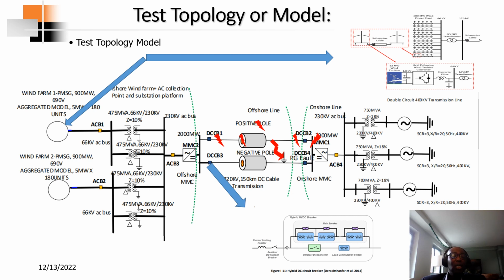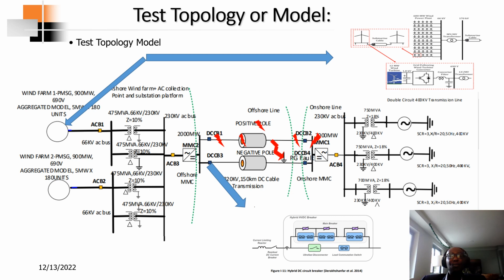Now let's talk about each aggregate of our wind farm. We have wind turbines each rated at 5 megawatts and 690 volts, and each wind farm has 180 units. So each wind farm has a rating of 900 megawatts. Wind farm 1, 900 megawatts. Wind farm 2, 900 megawatts. And that is a permanent magnet synchronous generator modeled in an aggregate model.